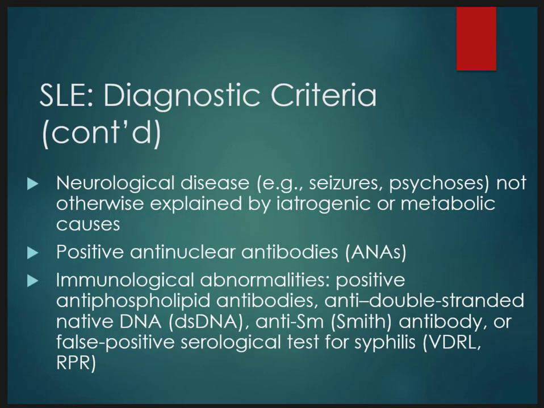You can see neurological disease where you're having seizures or psychosis that are not otherwise explained. You can have positive ANAs. You can also see some immunological abnormalities. You can have positive antiphospholipid antibodies, an anti-double-stranded native DNA. So there's other immunological studies that you may see evident in making this diagnosis.